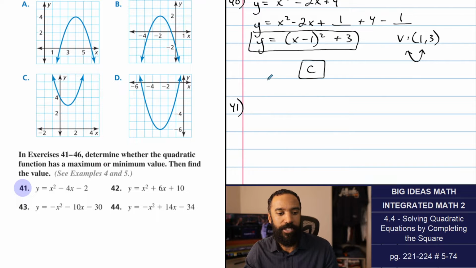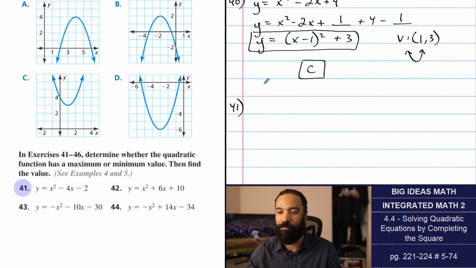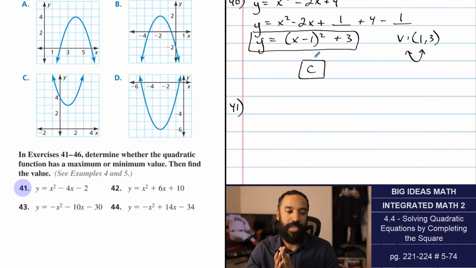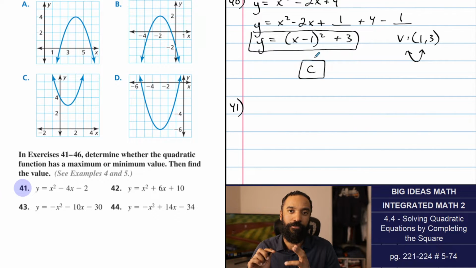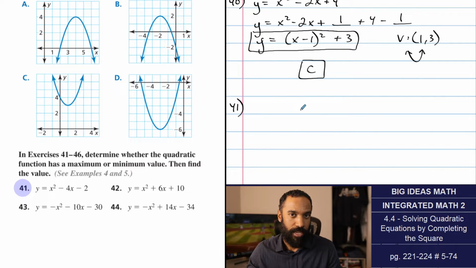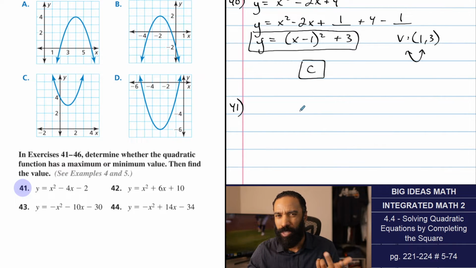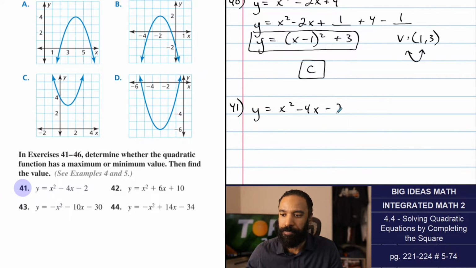Numbers 41 to 46: determine whether the quadratic function has a maximum or minimum value and then find the value. Now, the max or min depends on whether the graph goes upward or downward. Finding the value is finding the y value of the vertex. Only the y value. I'm going to get it in vertex form, but it's all about that k, in your h, k stuff. So, same stuff, completing the square, all of that. We just don't need to see the graph that matches it.